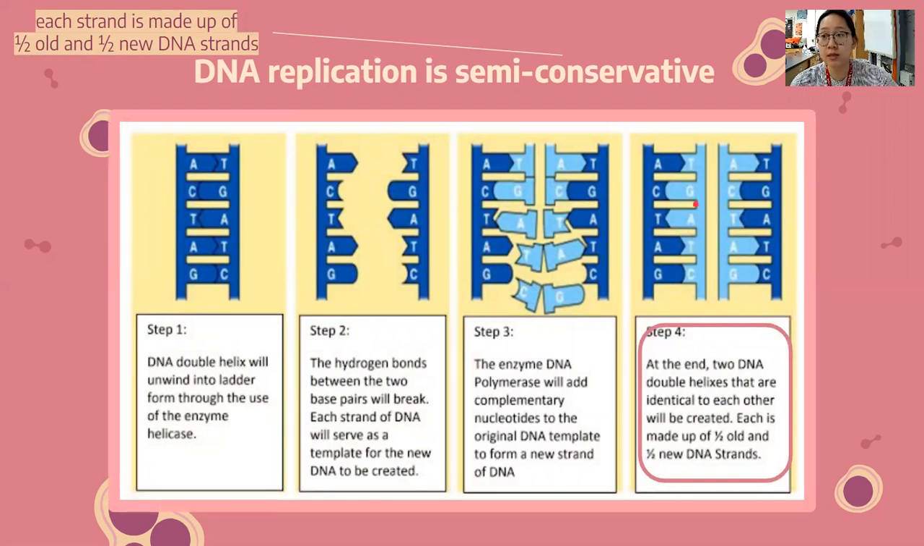Conservative would mean that it's completely old and completely brand new. And that's not exactly what happens, right? We don't have a strand that is completely light blue and completely dark blue, right? We also don't have any other version of this. So it's half old, half new DNA. That's why it's semi-conservative, because it's half and half.